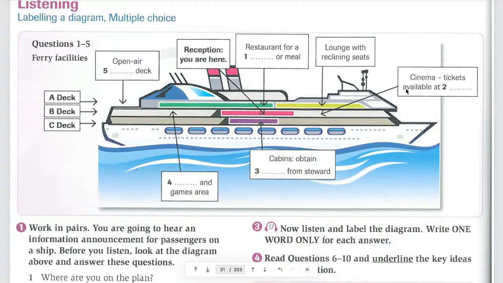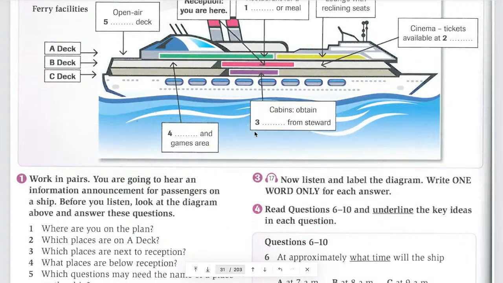Number 2, cinema, tickets available at. When you see the word at, you need the name of a place, maybe at the desk or the counter or something. Now, number 3, cabins, obtain something from steward. Obtain something. Do you think that you need the name of a place there? No.